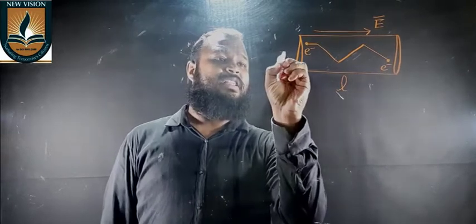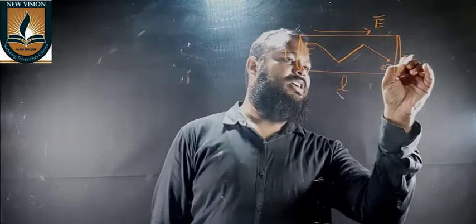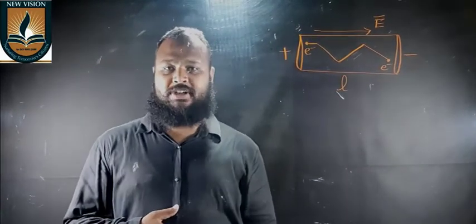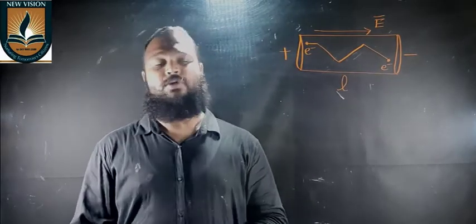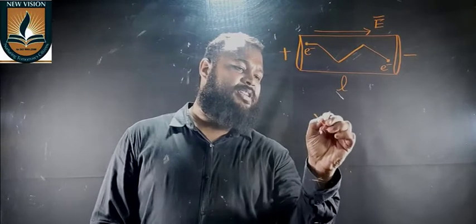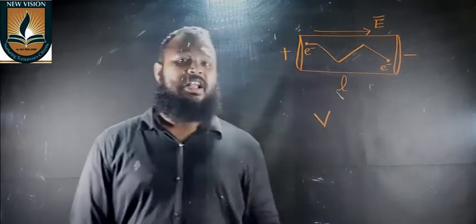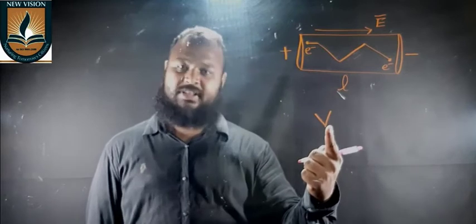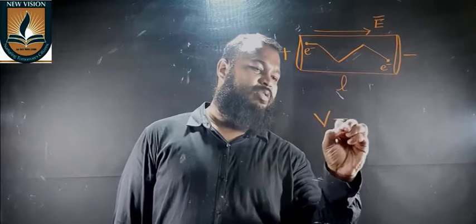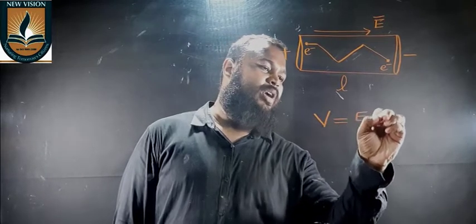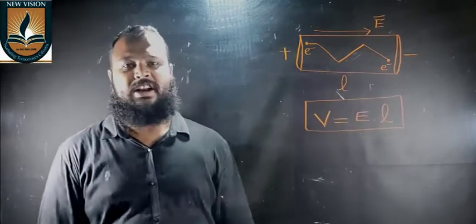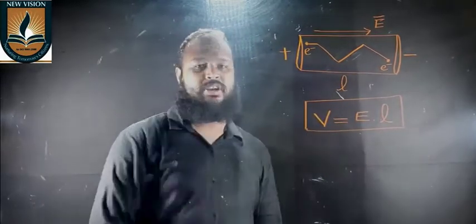That means this end is at higher potential and this is at lower potential. We know charge always moves from higher potential to lower potential. Since this is a negative charge, it moves from lower potential to higher potential. Let's say V is the potential difference between these two ends. Then the relation between potential difference V, electric field E and length L of the conductor is V = EL.